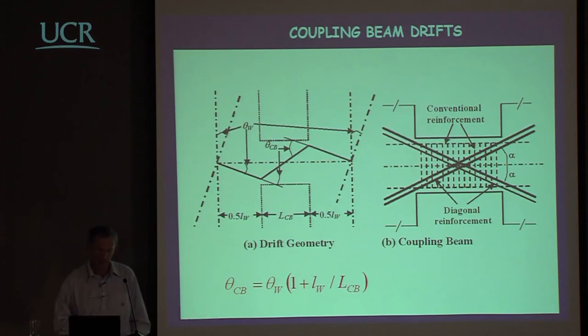And typically, that gives you a ratio of something like 3 or maybe even 4. So if you have a maximum code drift for the building of 2%, then you may be implying that your coupling beams have drifts of 6% or 7%, which is extremely large. So it's not surprising that we see them failing.